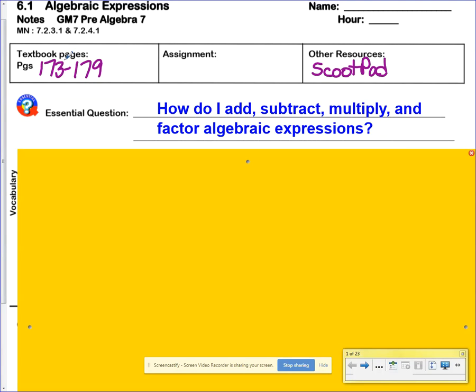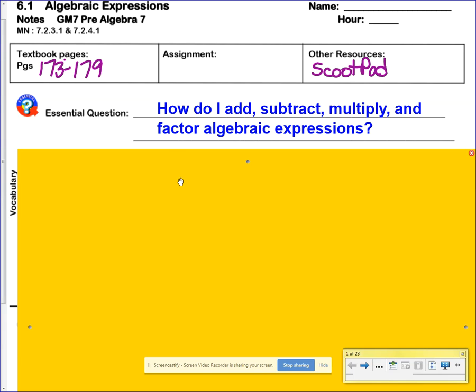Alrighty, here we go. We are moving on into Module 6 now that we've done some review and practice with some of our algebraic manipulation and operations. Now we're going to dive into Mod 6. So I need you to grab your notes, and we can add in the textbook pages for this particular section of Mod 6, which are 173 to 179. We'll do some book work. We're also going to do some practice in ScootPad.